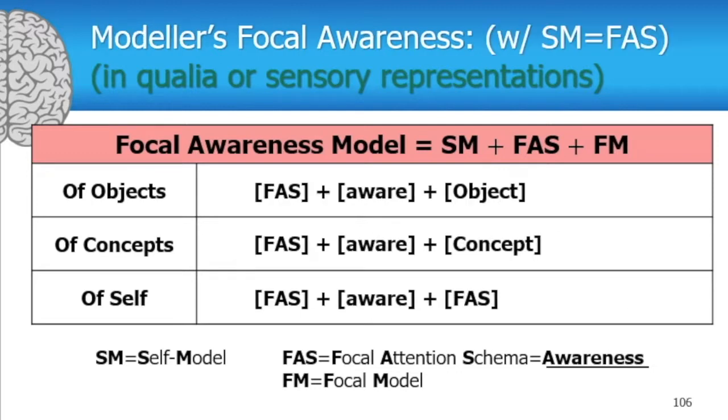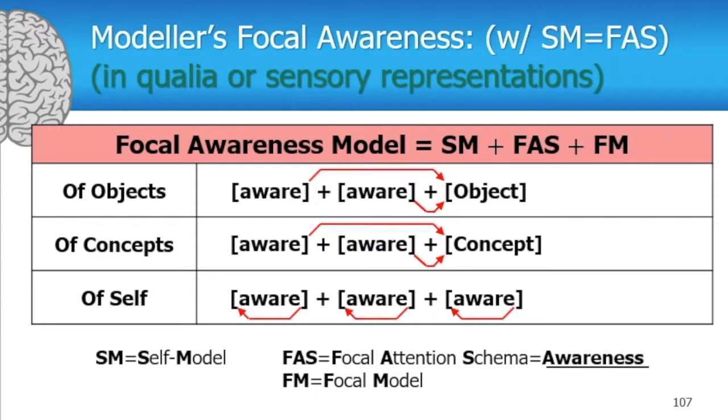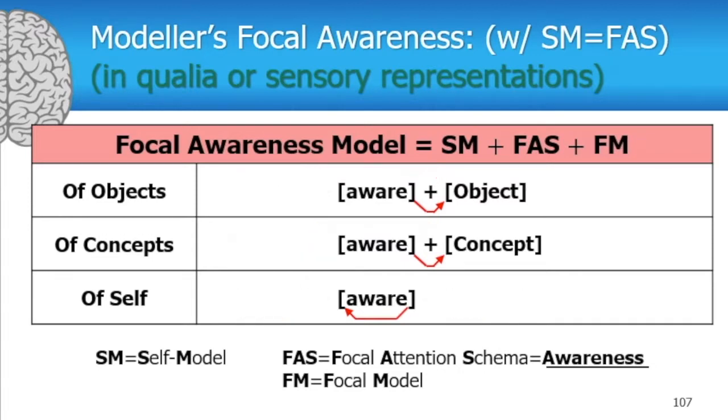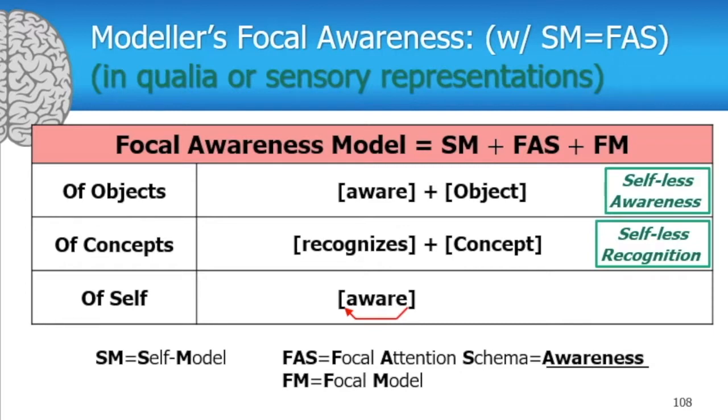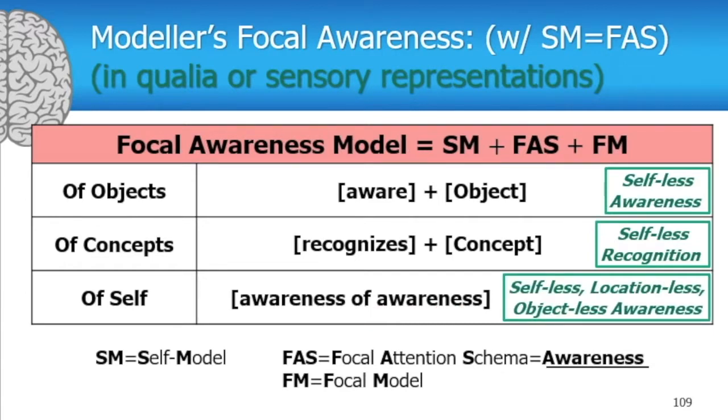Now let's look at the modeler's focal awareness models. Remember that the modeler all by itself is conscious and that the only kind of awareness it has is phenomenal awareness. The modeler's focal self-model is the focal attention schema, which is awareness. So the results of these models, where all of these awarenesses are pointing to an object, or pointing to a concept, or pointing to awareness itself. Removing the redundant awarenesses, we have a selfless awareness of an object, and a selfless recognition of a concept, and a selfless, locationless, objectless awareness of awareness. This awareness of awareness could also be experienced as a sense of presence. This is a selfless, locationless, non-physical sense of existence. Perhaps this is what some religions call the concept of a soul.